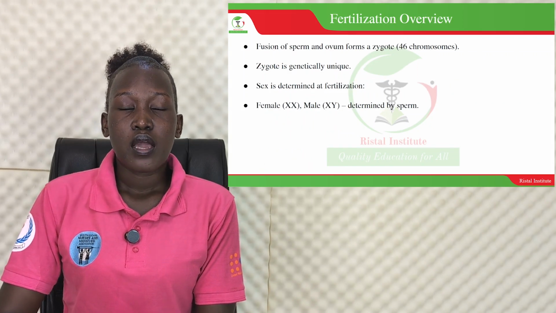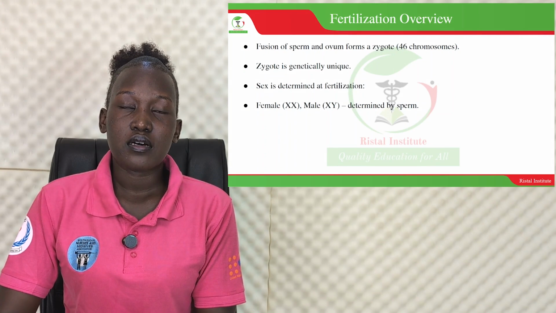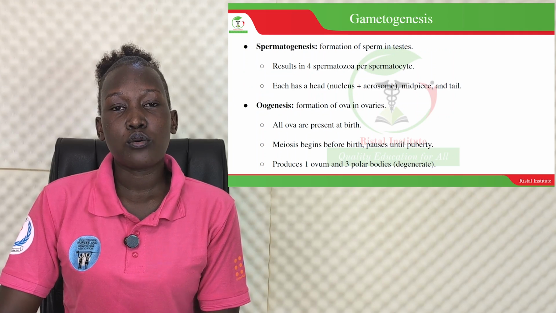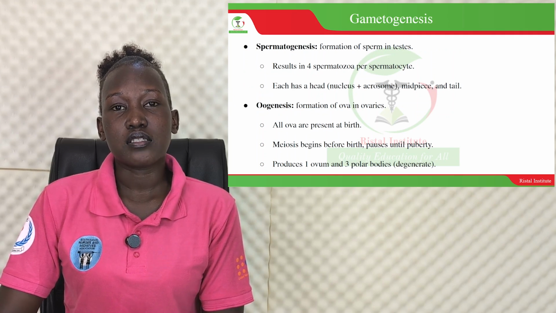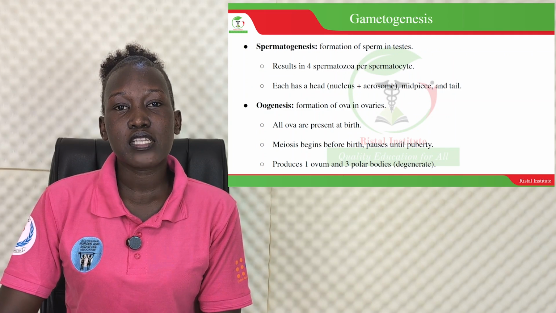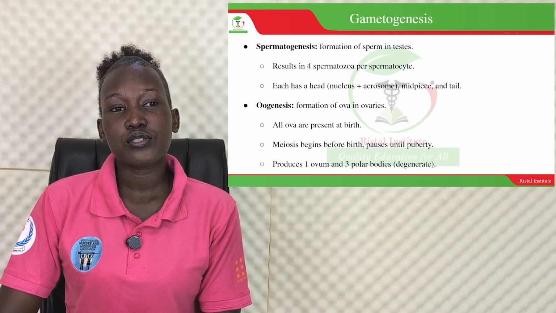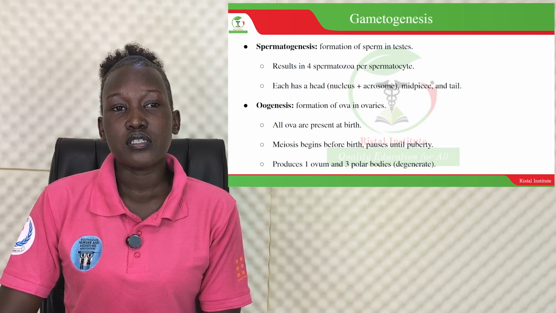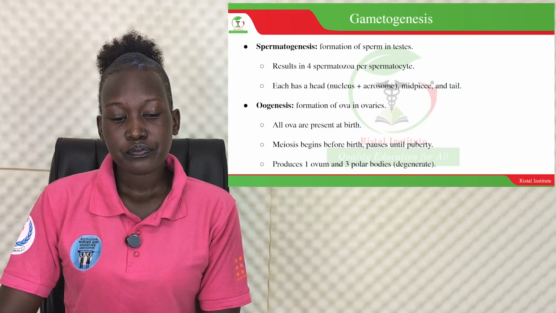After the egg has been produced, what should take place is either fertilization, or if fertilization does not take place, the whole process will be terminated in the form of menstruation.